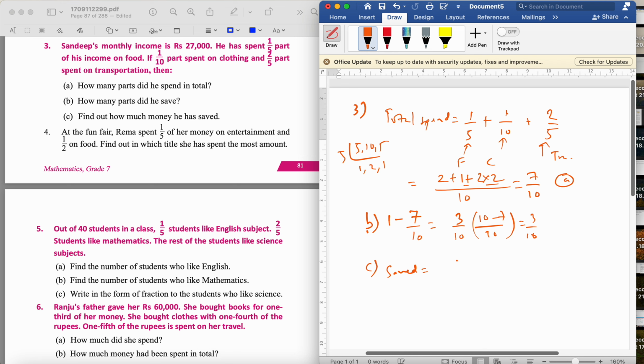And C number is how much money he has saved. Money is equal to, because he saved this part of his income, so we can multiply from 3 by 10, multiply, this cancel, 27 multiplied by 3, 81 00. This is the answer.